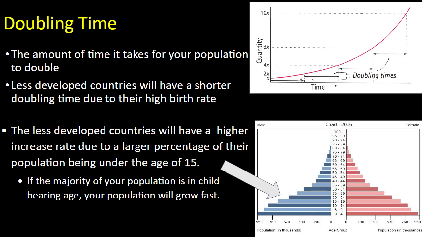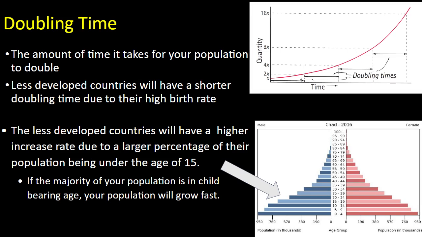Doubling time. This is a really easy concept. This is the amount of time it takes for your population to double. The less developed countries are going to have a shorter doubling time because the majority of their population is young. They're all in their teens and 20s. This is going to seem like a weird idea, but if you have a country where the majority of the population is under the age of 15, it's going to have a fast doubling time, a fast growing time.